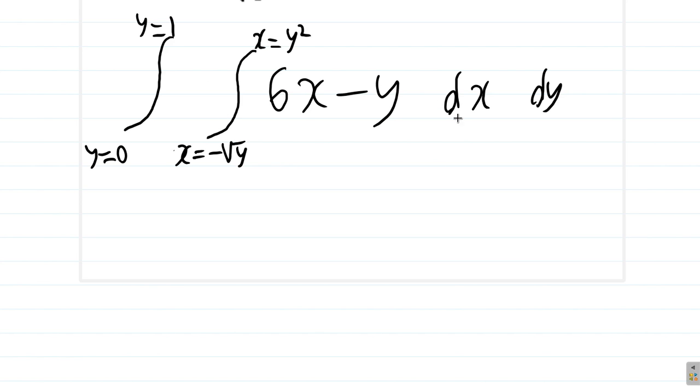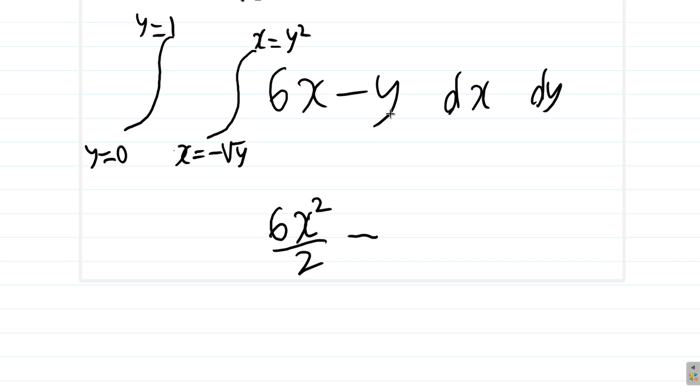Now, you integrate with respect to x. That means you consider any other letter you see as just a constant. So this is going to be 6x squared over 2, because you're integrating x with respect to x. So you remember the power rule, you add 1 to the old power to get a new power and divide by that new power.